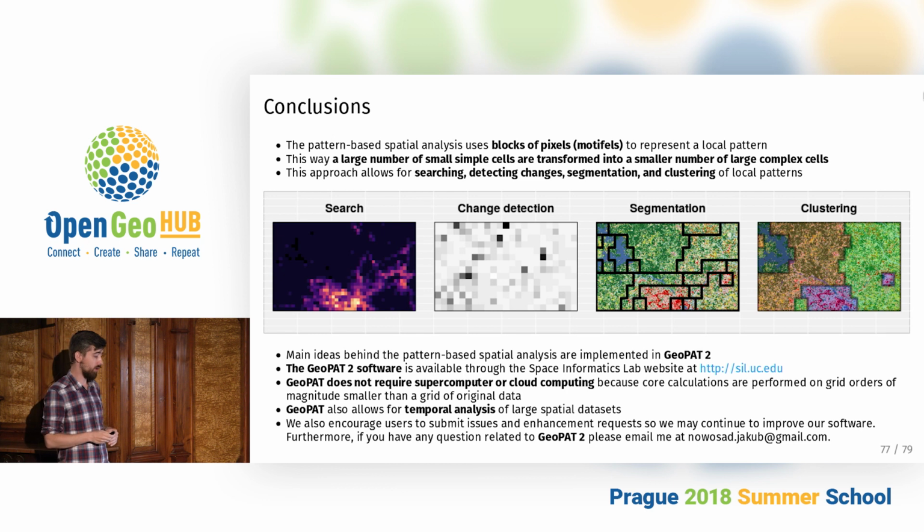And just to conclude, in this approach, we don't work mostly on single pixels. We work on blocks of pixels because we are interested in a local landscape. So we are interested in a local representation and how this local data can be connected with larger scale data, with data of the whole continents or the whole world. And in this approach, we transform data from single pixels with one value to groups of pixels with patterns. And the main 4 types of analysis are searching, detecting changes, segmentation, and clustering.